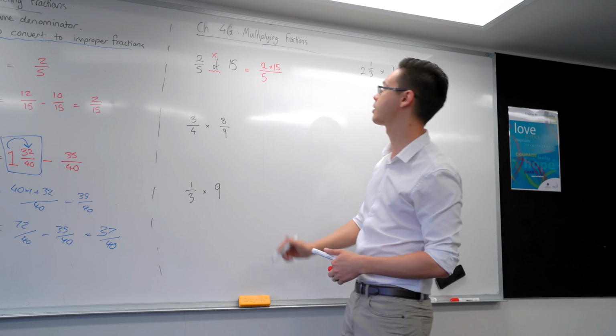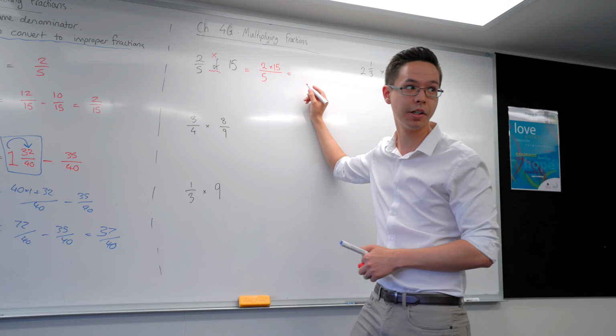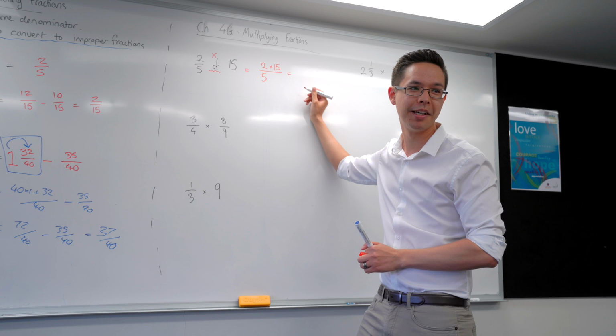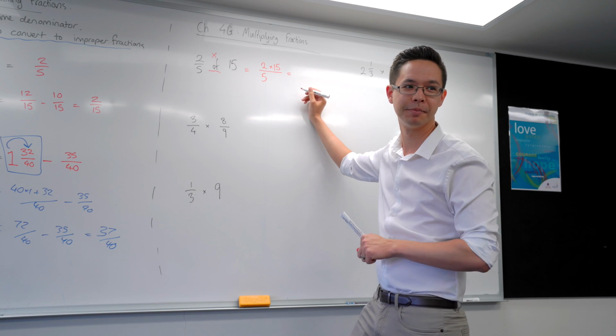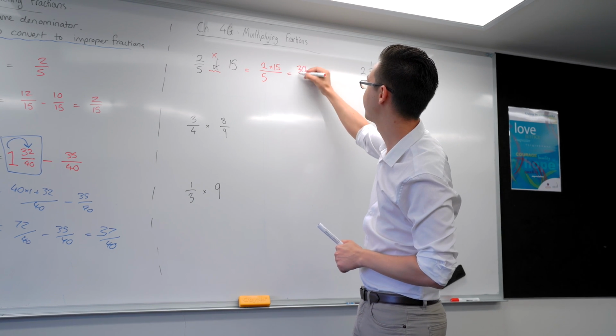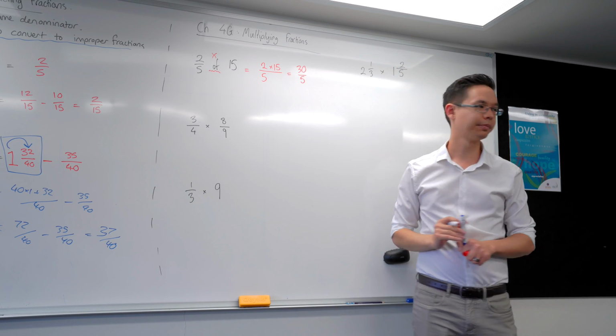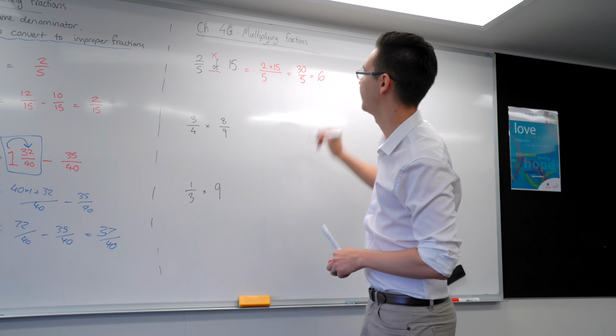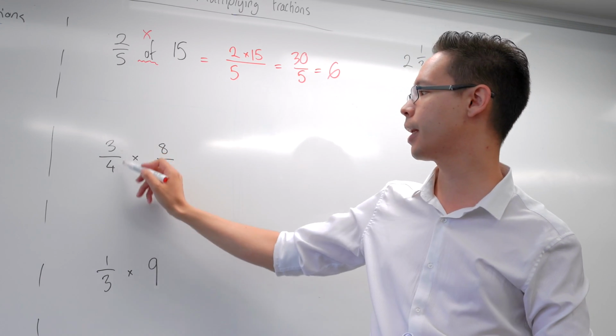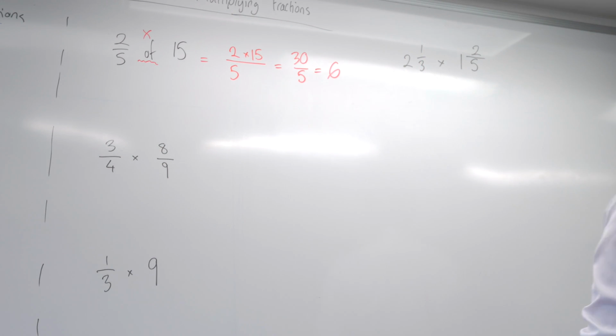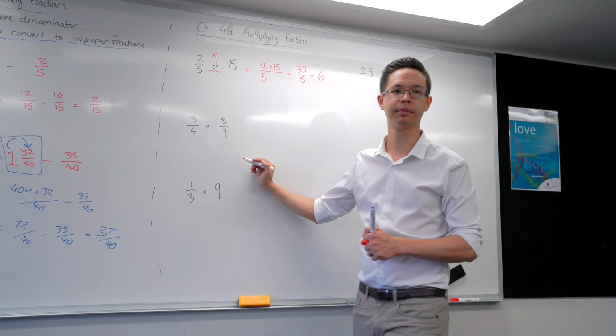That's how it translates. So I'm going to be asking you guys, what is 2 times 15? Because I'm not able to do that maths in my head. 30. 30 on 5 is my answer. Can it be any nicer than that? 6. Thanks. Easy.